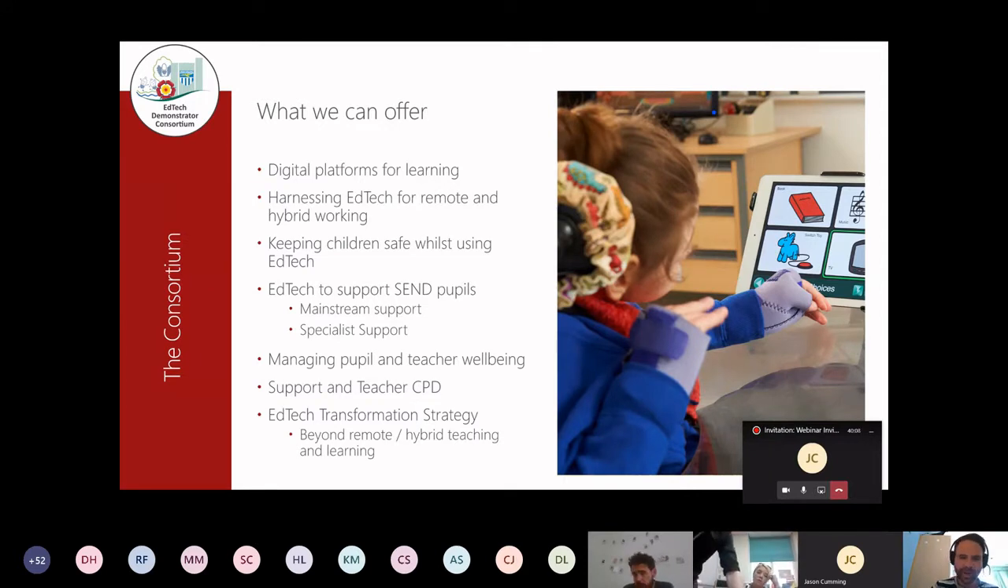One of the big ones at the moment, which the government is looking for, is this EdTech transformation strategy. How can we start bringing more and more schools into the 21st century by ensuring that we are delivering a curriculum that is suitable for our new pupils that are going up and through the education system?